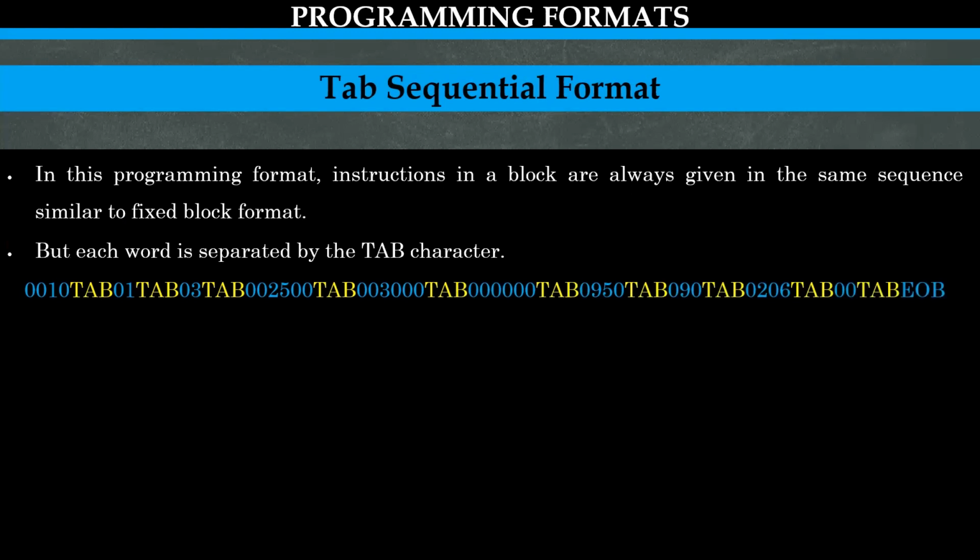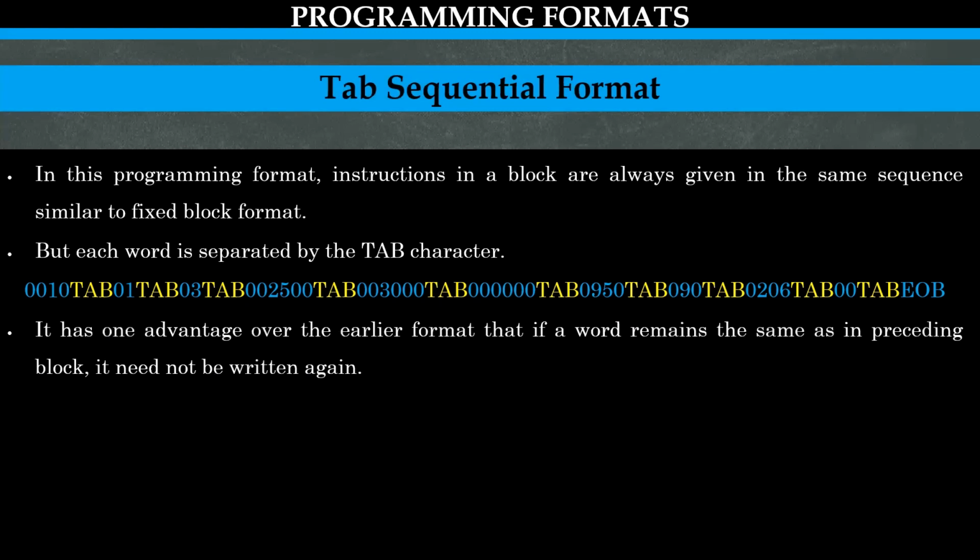So tab sequential format is a little bit easy to understand as compared to fixed block format because of the word tab. This tab separates these numerals and these numerals. It has one advantage over the earlier format that if a word remains the same as in the preceding block, it need not be written.